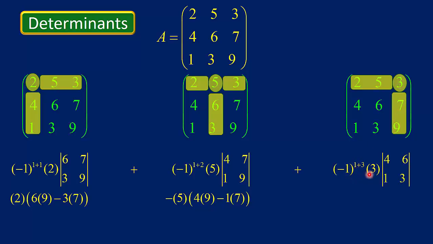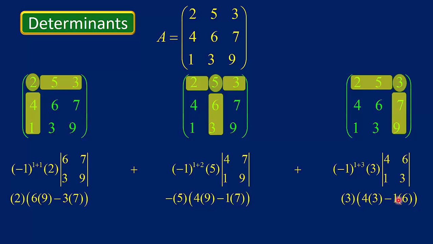Times the pivot, and then times this determinant, 4, 6, 1, 3. You see where these numbers come from? Like over here, it's 4, 7, 1, 9. See? Then we calculate this. This is negative 1 to the 4th power. Well, that's just positive, so we just get the 3 times 4 times 3 minus 1 times 6.